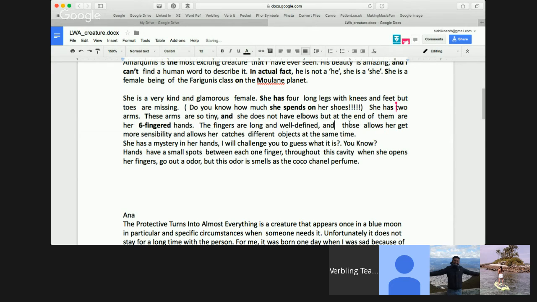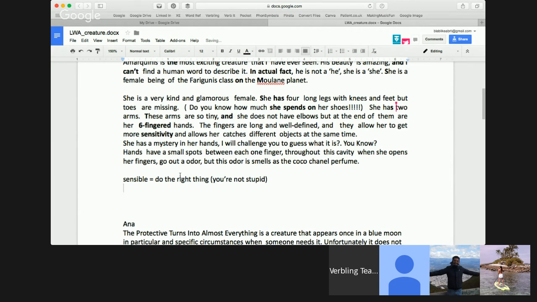and the fingers allow her to get more sensibility. Sensibility is not a very commonly used word. I think you're thinking of the Spanish, but basically the translation for that is sensitivity in English. Okay? So in English we do have the word sensible, but it doesn't mean sensitive. It means that you do the right thing. You're not stupid.